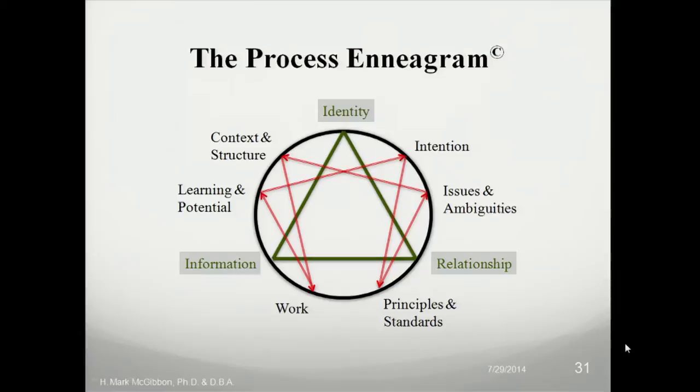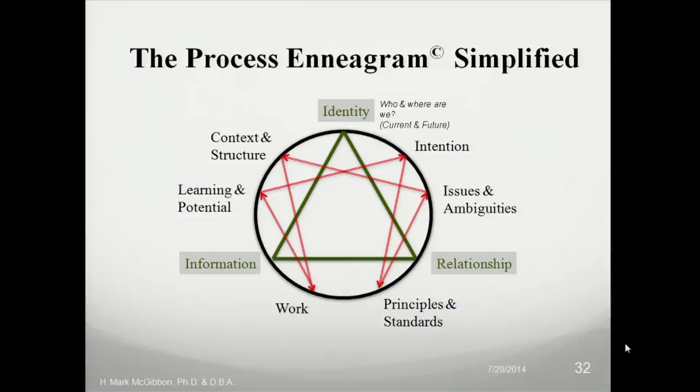So here's the Process Enneagram in its full glory, and we'll go around it. I wrote down a few things for our audience. Identity: who are we and where are we going? Again, that's the state, like enterprise architecture, the as-is to the to-be. Intention: whatever you're trying to achieve, and that's always going to be changing.